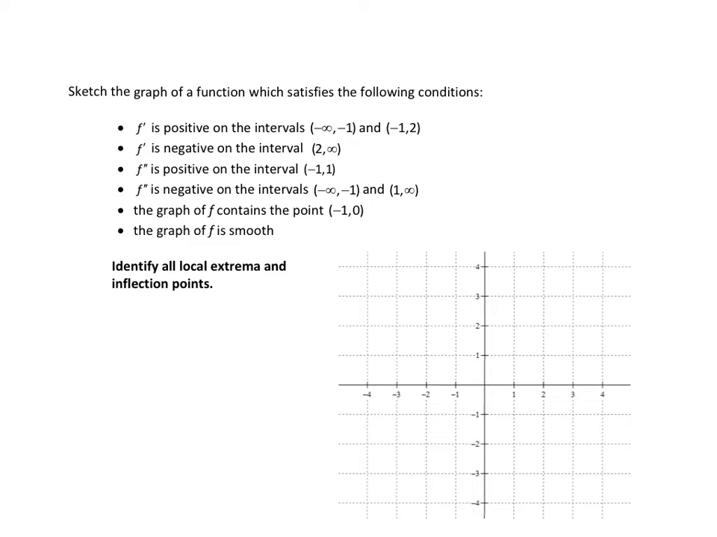Our first example is trying to get us to sketch the graph which satisfies the following conditions. So here we have that f prime, the first derivative, is positive on this interval and this one. The first derivative is negative on this interval. The second derivative is positive on one interval, and the second derivative is negative on another. The graph contains the point (-1, 0), and the graph is smooth. So there's a lot to unpack here.